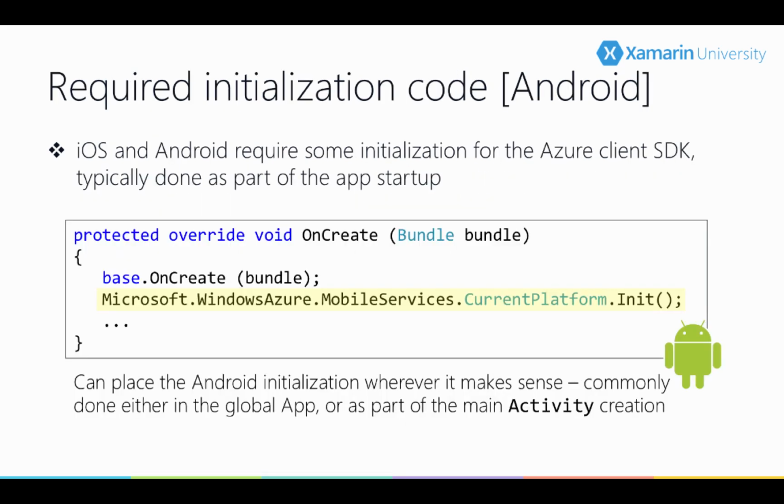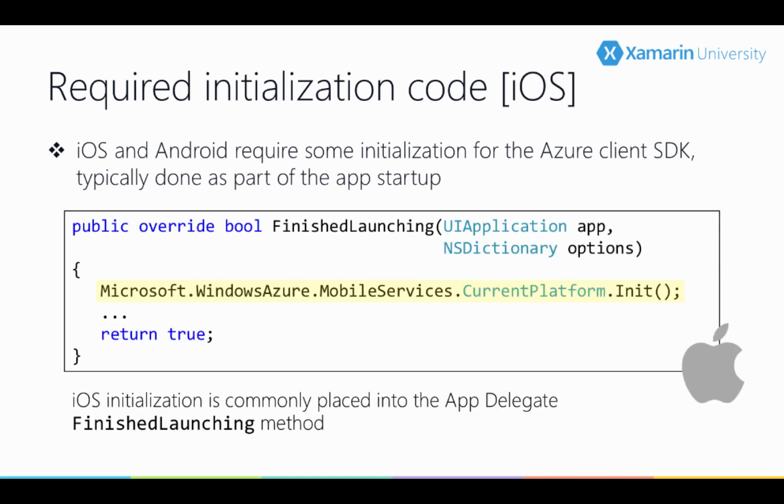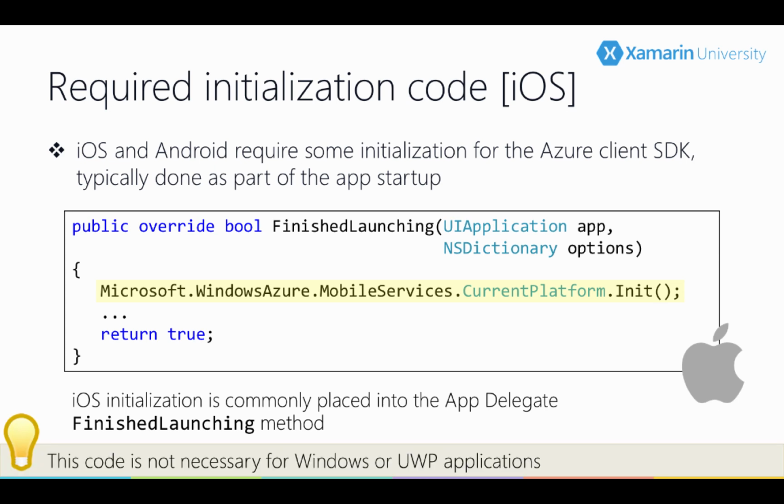Now, once you've added the package, we need to add a single line of code into our Android and iOS applications to initialize the framework. And this code has to be executed for each launch. And on Android, it's common to either place this in your onCreate override of the main activity for Xamarin Forms or in an application override in a Xamarin Android application subclass. The key point here is that it gets executed just once, and it has to be executed before any other Azure code. On iOS, it's common to place this into your finish launching method in the app delegate. And this initialization is only required for Android and iOS apps. Windows apps don't actually require this code at all.